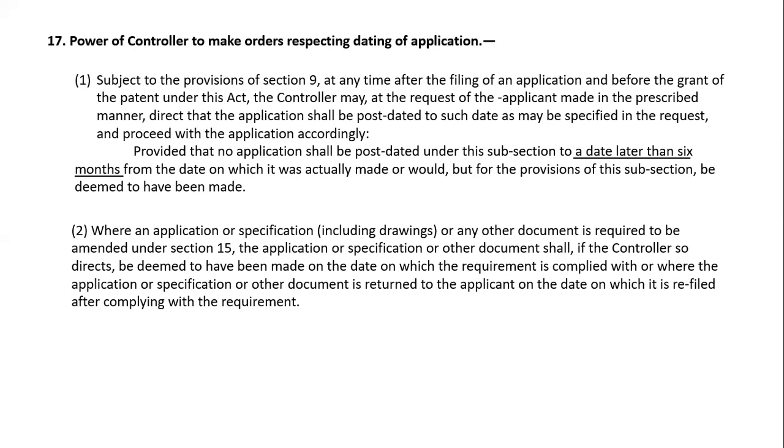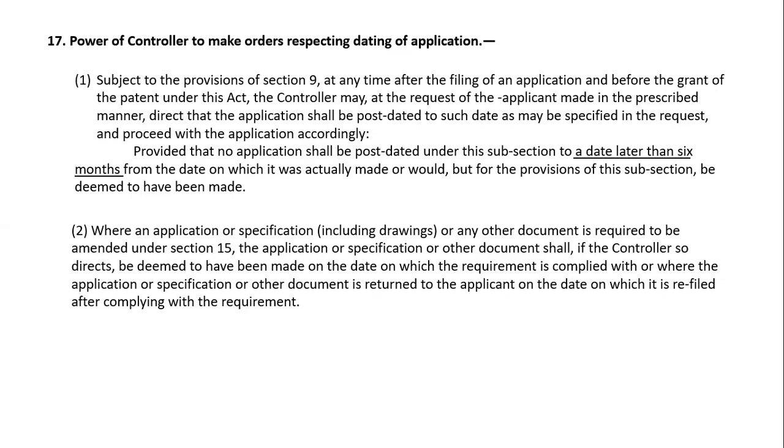as may be specified in the request, and proceed with the application accordingly, provided that no application shall be post dated under this section to a date later than 6 months from the date on which it was actually made or would, but for the provision of this subsection, be deemed to have been made. Right, so you can post date your application by 6 months. Remember one thing, the timeline which I have mentioned in the section cannot be extended. Rules timelines can be extended, but sections timeline cannot be extended.